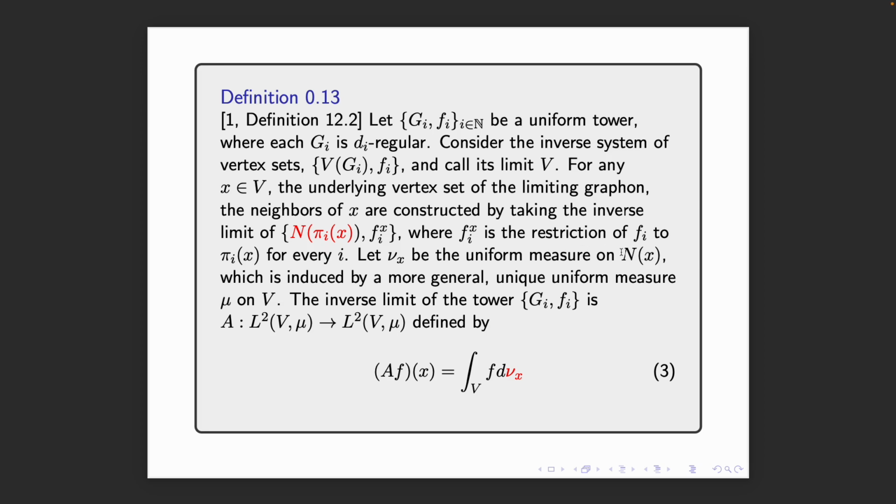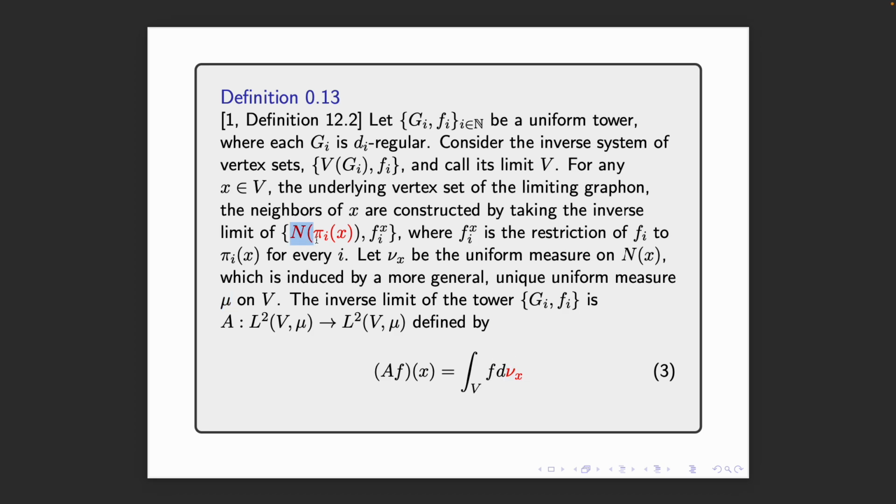And then there's also a more general uniform measure on the vertex set. And then the limit of the sequence of graphs is going to be an operator on the square integrable functions defined on the limiting vertex set with respect to this measure on the vertex set. But how the limiting operator acts is, if you look at Af(x), you're going to integrate over the vertex set of f with respect to this neighborhood measure.